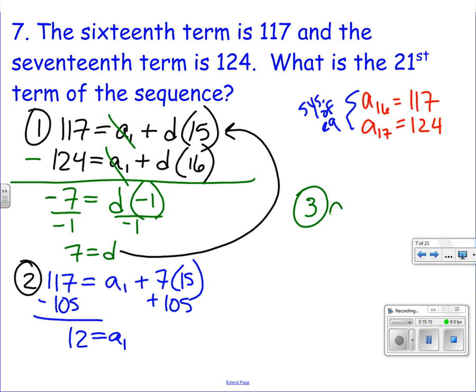The 21st. So what I do for that one is what I was doing on those last problems. I go back to my formula. A21 equals, what goes in for A1? 12. That's why I had to do this step to find 12. Plus, what goes in for D? 7. Now, on this step, what is n? 21 minus 1, which is 20.